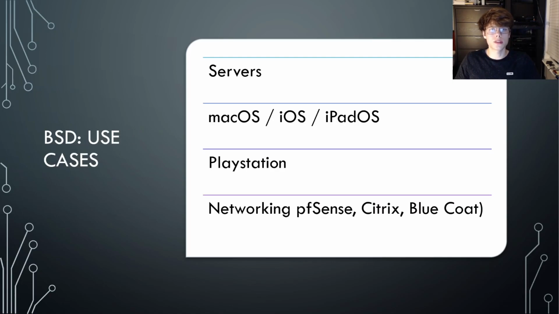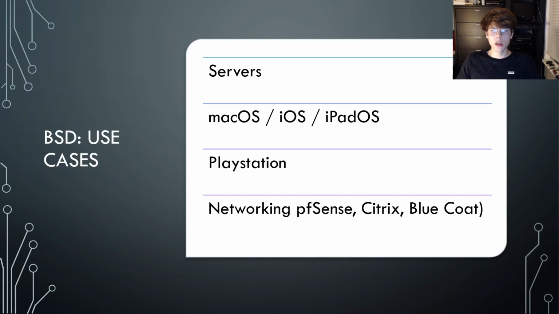Looking at FreeBSD, you're going to see a lot of similar use cases, right? Servers, again, is a very strong primary use case for BSD, and then building off of that, networking appliances. So pfSense, Citrix, Bluecoat, a lot of these things that have to have rock solid uptimes, FreeBSD does a great job of. That's where you're going to see BSD a lot in the real world, especially at the bare metal, terminal application level, right?